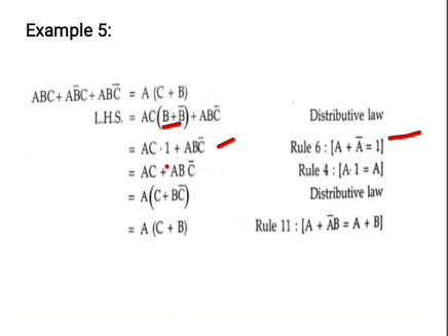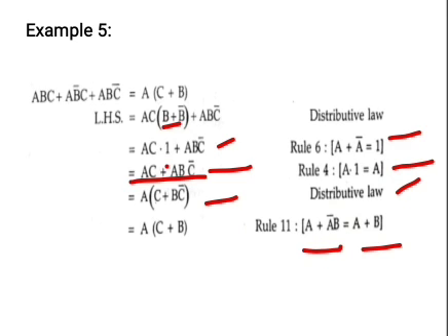So AC into 1 equals AC. You know A into 1 equals A. So AC plus ABC complement. So I am taking the common A in these two equations, A into C plus BC complement by using the distributive law. You know, A plus A complement B equals A plus B. The same thing, C plus BC complement equals C plus B. Therefore, A into C plus B.